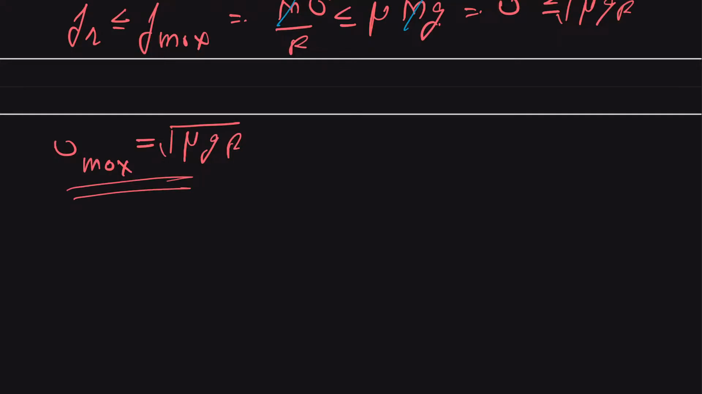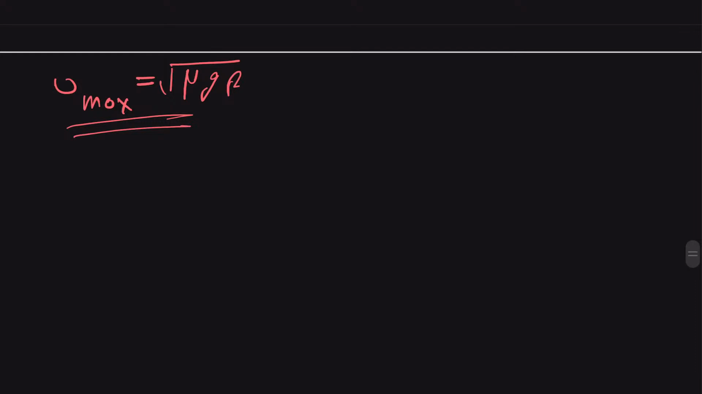Okay. And we can also find out the radius of that curve so that there is no slipping. So we can say the minimum value of radius r, let us call this r min, means the minimum value of the radius of the curve without slipping.